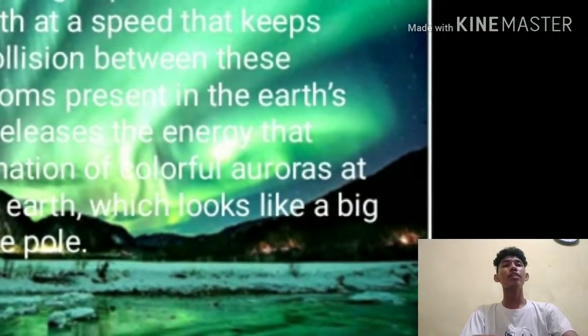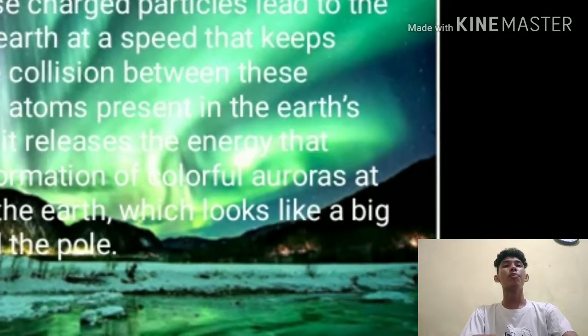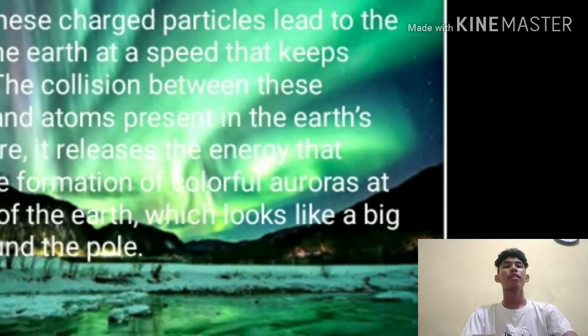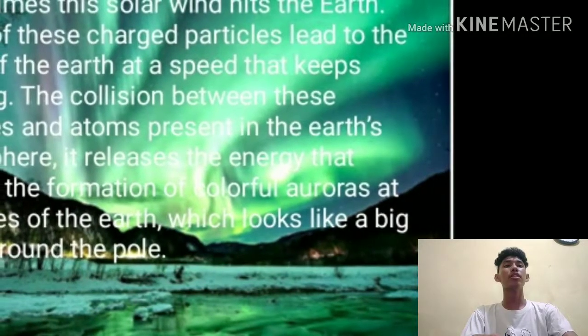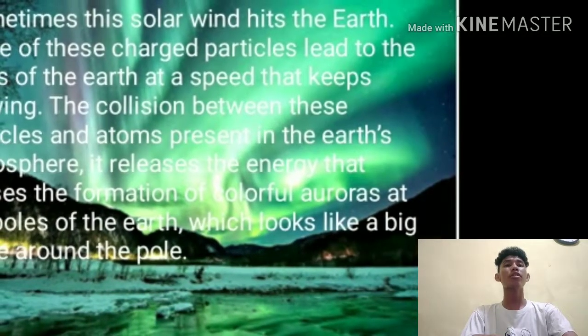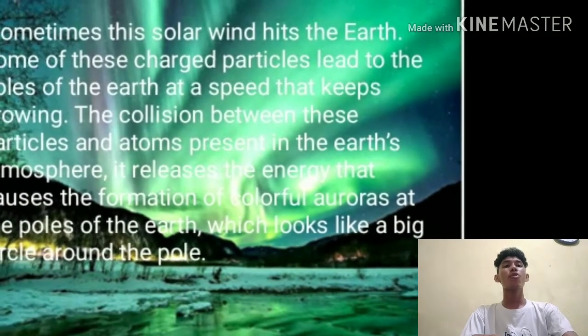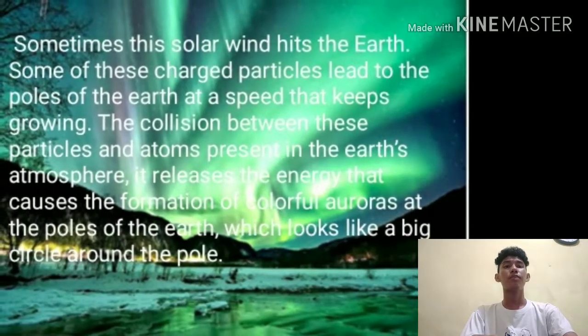Sometimes the solar wind hits the Earth. Some of these charged particles lead to the poles of the Earth at a speed that keeps growing. The collision between these particles and atoms present in the Earth's atmosphere releases the energy that causes the formation of colorful aurora at the poles of the Earth, which looks like a big circle around the pole.